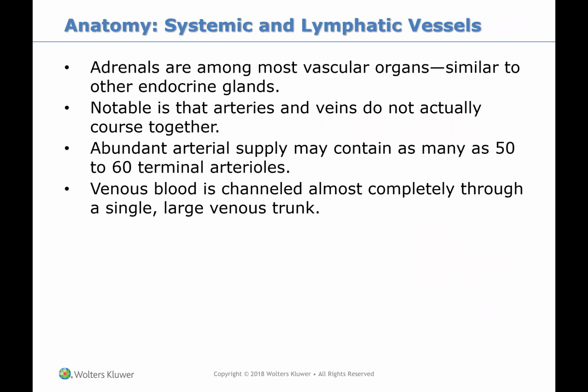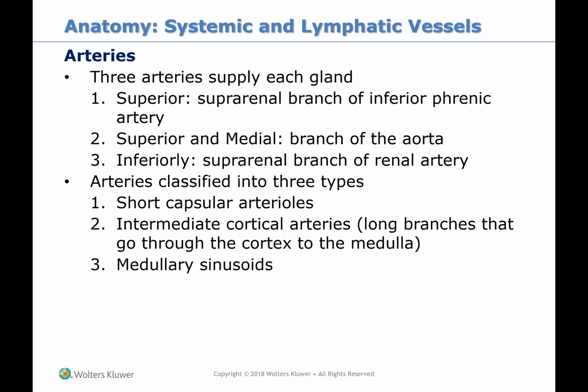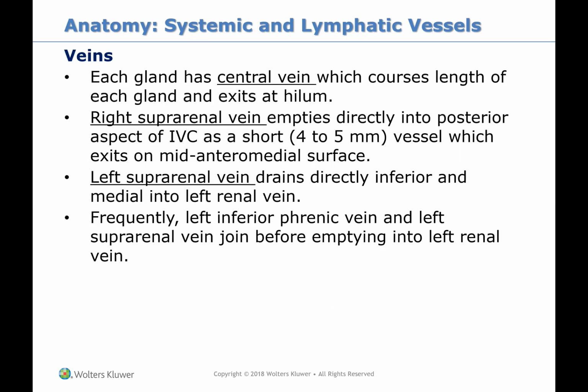Adrenal glands are among the most vascular organs, similar to other endocrine glands like the pancreas. And there's an abundance of arterial supply. There are 3 arteries that supply each gland: the superior, the middle, and the inferior. But what I want you to know is that it is just a very vascular organ. Each gland has a central vein which courses through the gland and exits the hilum.